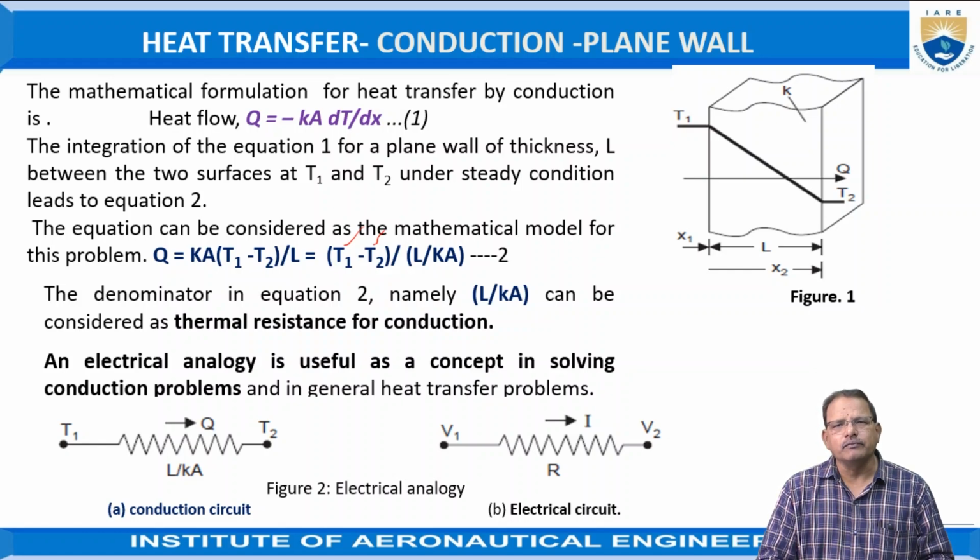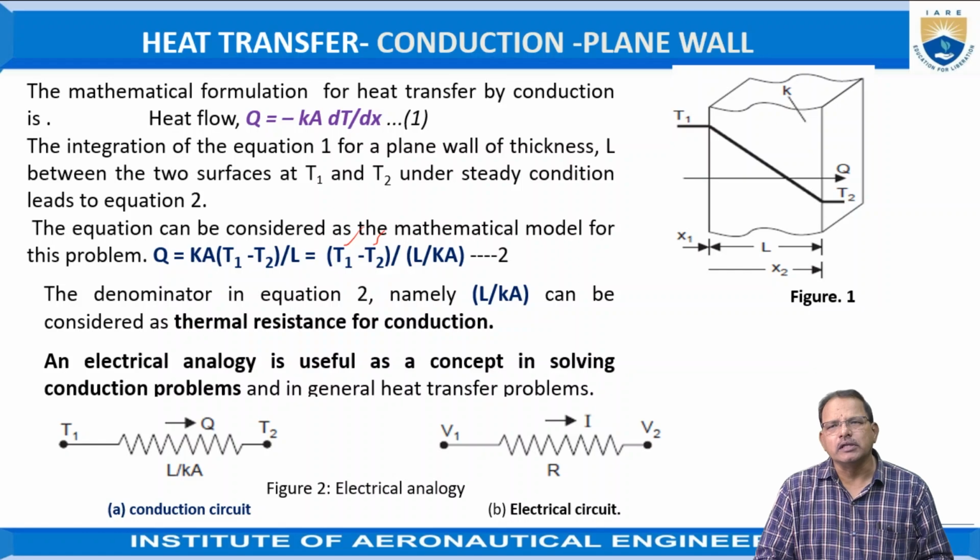The amount of heat energy flowing is given by Q is equal to K into A into (T1 minus T2) divided by L. After modification, this equation can be written as (T1 minus T2) divided by (L by K A). This L by K A can be written as the thermal resistance for the conduction process.